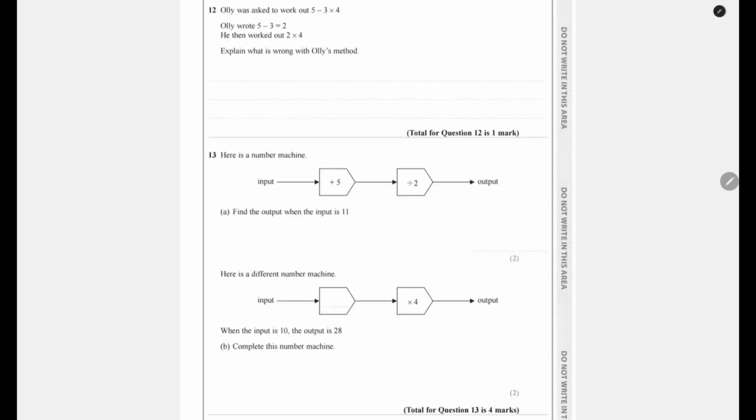Question 12 says Ollie was asked to work out 5 minus 3 times 4. Ollie wrote 5 minus 3 equals 2. He then worked out 2 times 4. Explain what is wrong with Ollie's method.